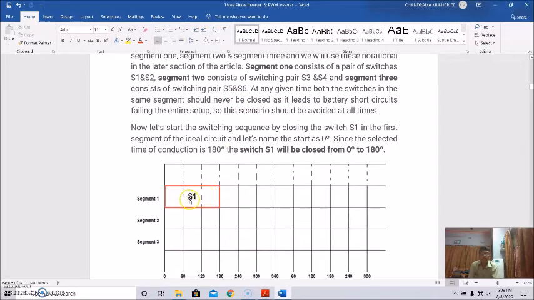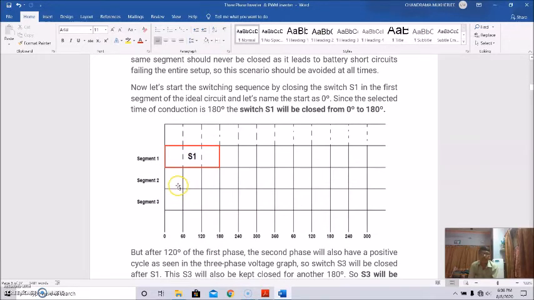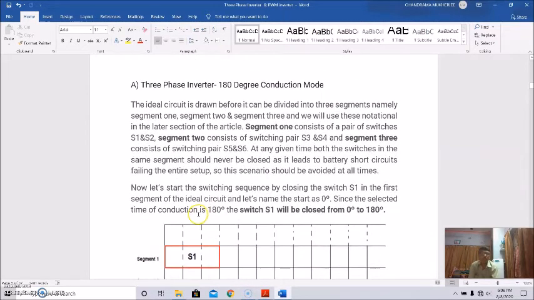So this is actually segment 1, S1. Then later on we are coming to segment 2 and 3. So for segment 1, switches S1 and S2 are in operation. At any given time, both the switches in the same segment should never be closed, as it leads to the battery short circuits, failing the entire setup. So this scenario should be avoided at all times.